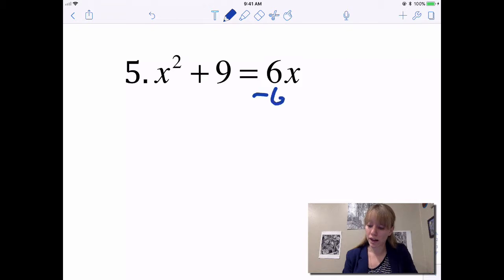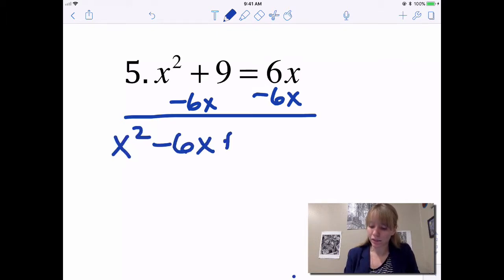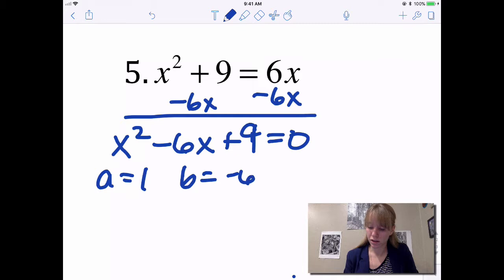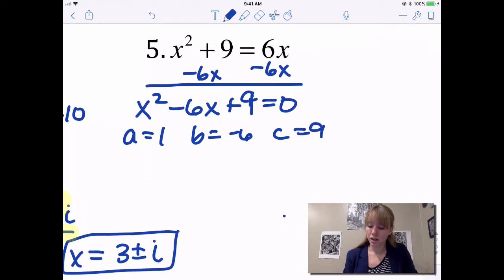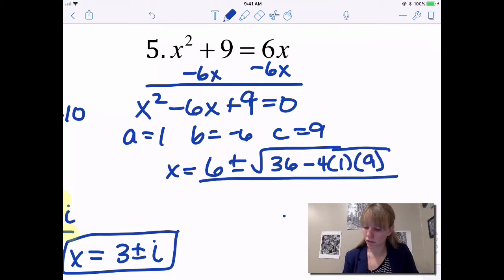Number 5, when I get one side equal to 0, I'm really picking what's the easiest side to set equal to 0. So since there's only one term on the right side, that's why I'm going to subtract 6 from both sides. I want to keep it in order, so x squared and then the x term and then the constant equals 0. And I can start finding my a, my b, and my c. So I'll get x is equal to the opposite of b plus or minus the square root of b squared minus 4ac all over 2a.